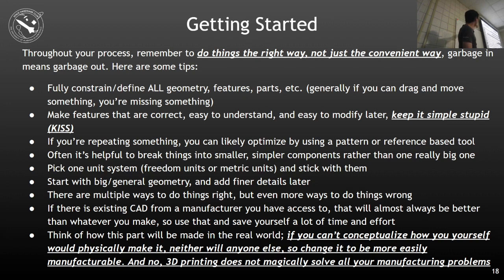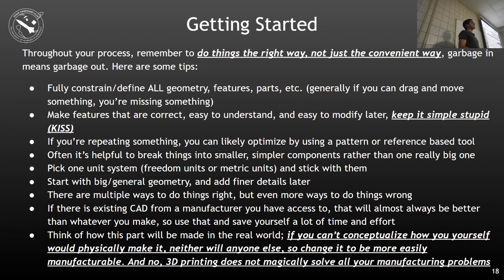One of the first things: fully constrain all of your geometry. This means every line, every feature, every arc, every little anything. Everything needs to be properly defined. Basically, everything has some sort of a measurement to it, or you have some sort of constraint saying, hey, this line is perpendicular to this line, or this line is tangent to some arc, stuff like that.